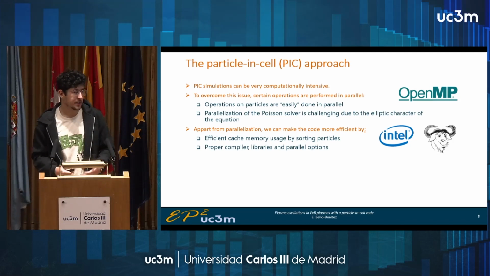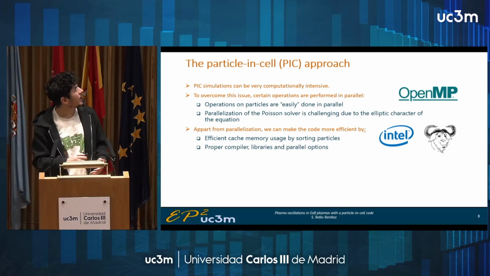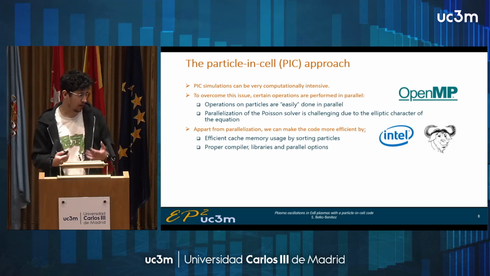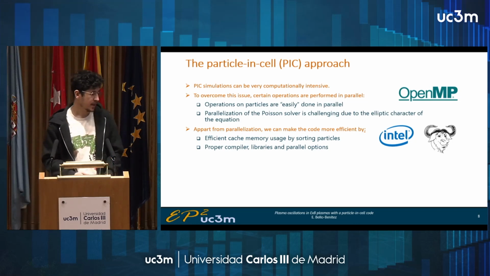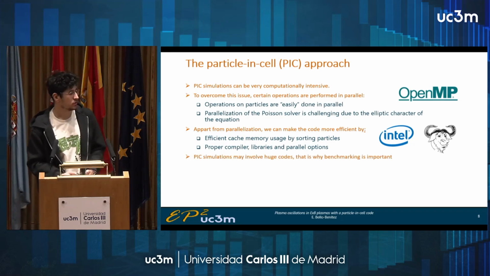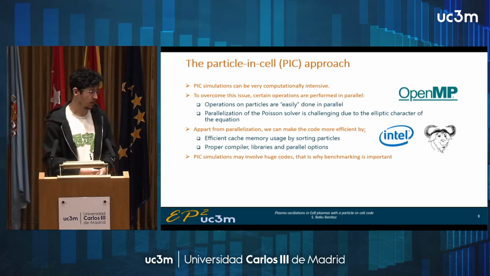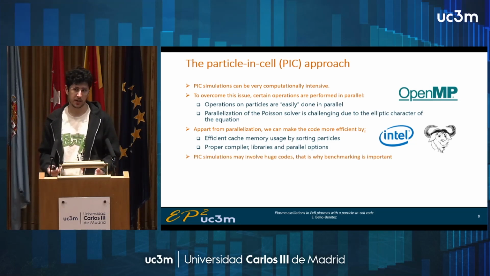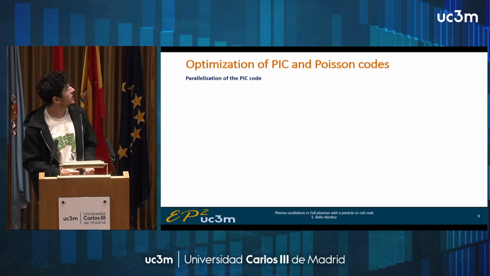Apart from parallelization, there are other things that we can take into account to make our code faster, okay? For example, an efficient management of the cache memory, using different compilers, different libraries, okay? Different options for OpenMP, etc. And at the end, all of these codes can become huge, can become very complex, and that is why benchmarking activities are so important, okay?